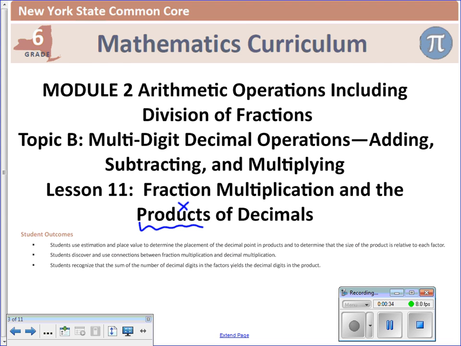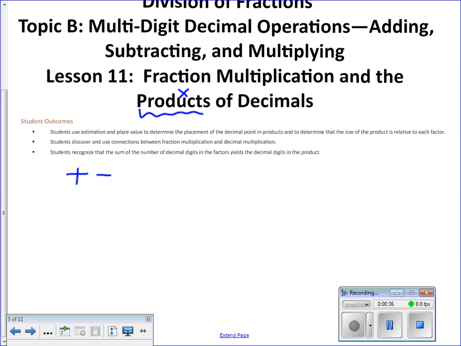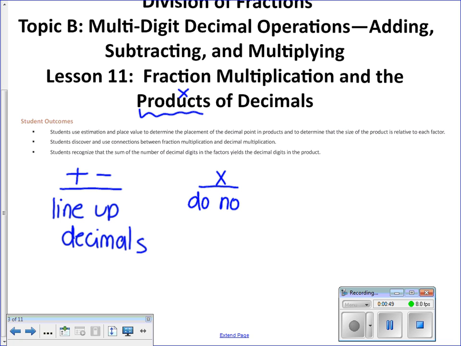So we have to remember that when we're adding and subtracting decimals, we need to line up the decimals. When we're multiplying, do not line up the decimals. Okay, but you do have to remember to count your decimals and swing the decimal over in your product. Okay, I'm not going to block too much, but let's just do one or two practice.